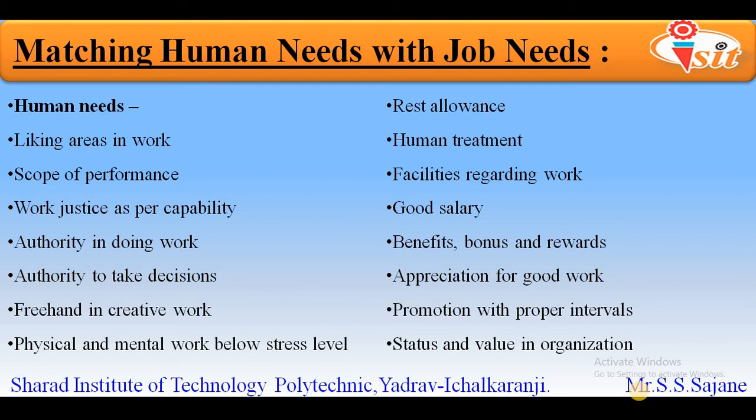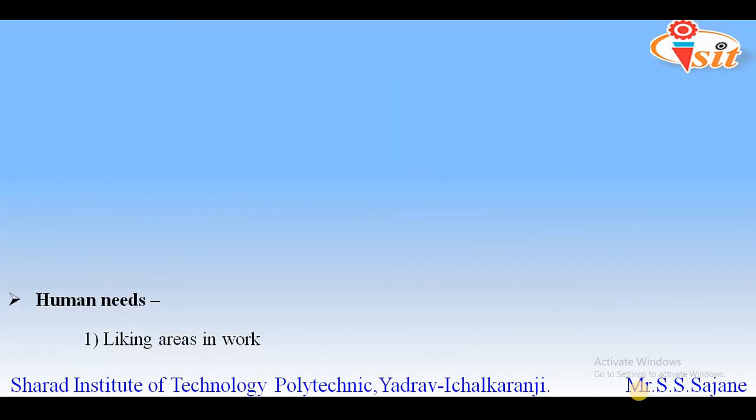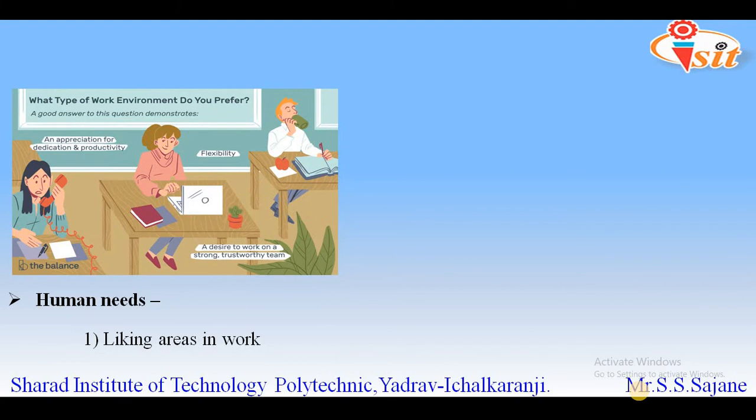So the first human need is liking areas in work. If the employees are happy at work and they love the task that has been given by the supervisor, then it will definitely lead to overall productivity, as well as enhance their performance. People who enjoy their jobs are more likely to be optimistic and motivated. They learn faster, and as a result they will make fewer mistakes. So this will produce less wastage in the company.